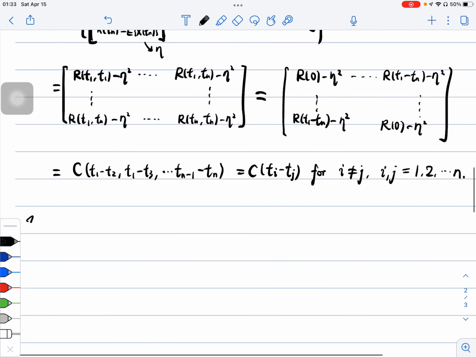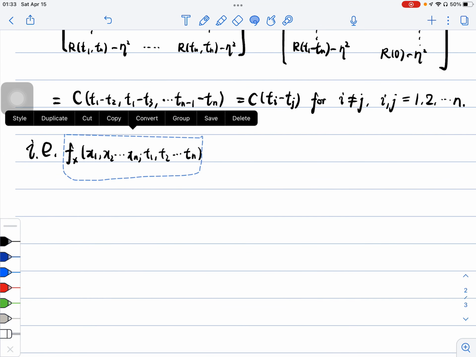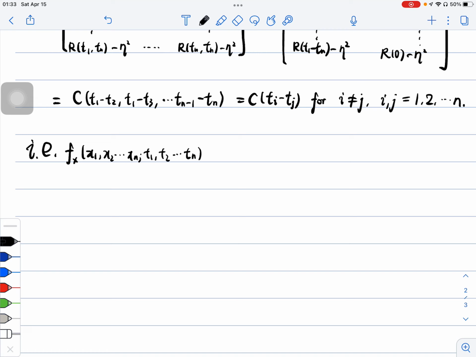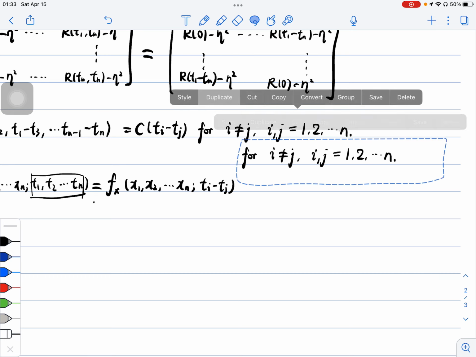That is, this part in this function can be represented by ti minus tj, and the definitions are the same.